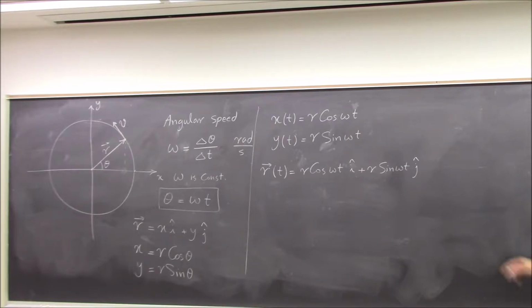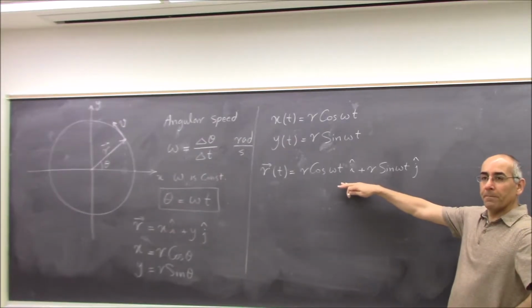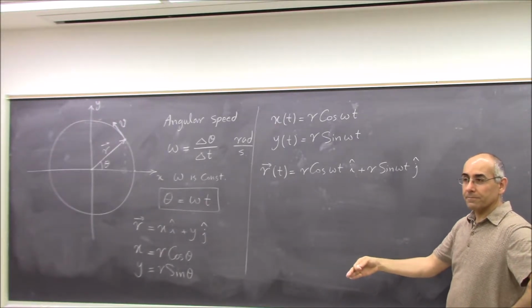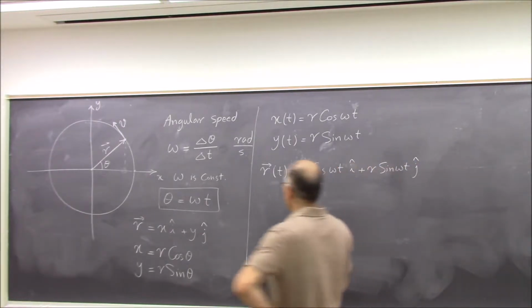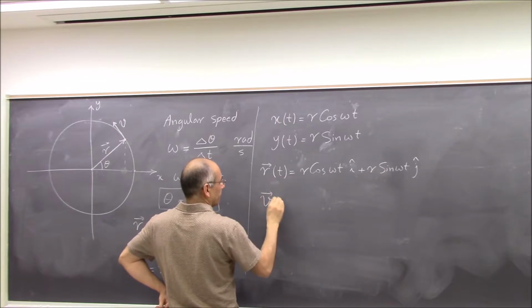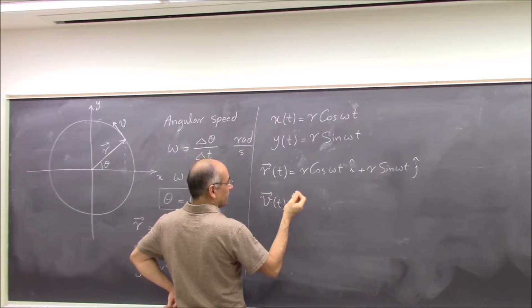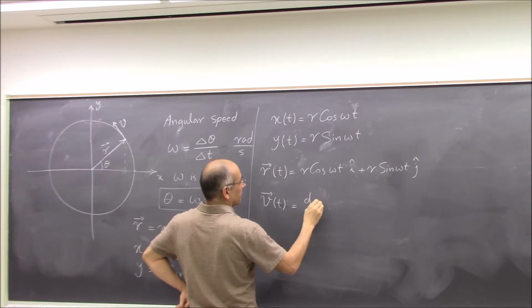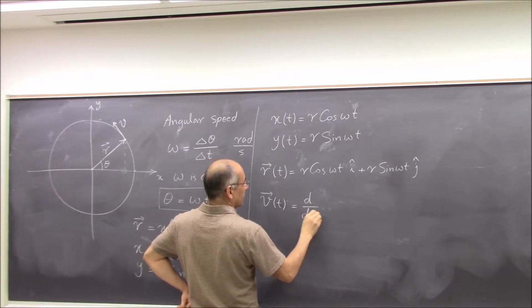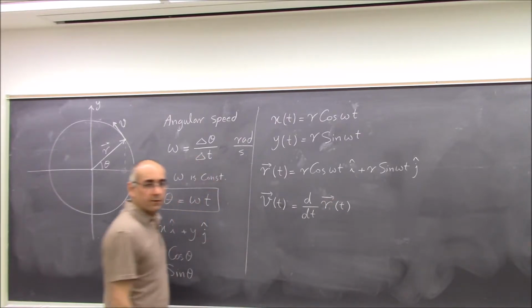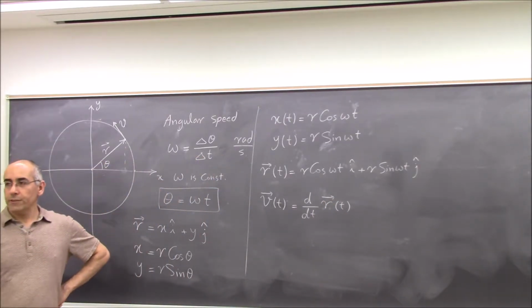Right. Now this is r as a function of time. If I want to find velocity, what should I do? Take the derivative, right? Velocity, by definition, as a function of time is equal to d over dt of r as a function of time. And just take the derivative of this expression.